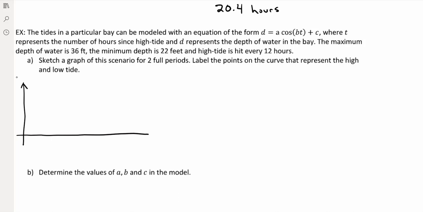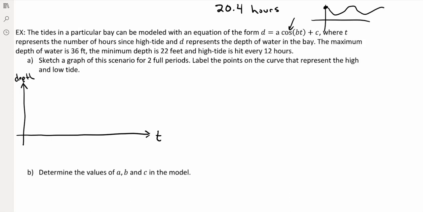So up and down, this is going to be my depth, my D, or my depth up and down. This is going to be my T. All right, so if we're going to sketch this thing, we've got to get our bearings first. We're using a cos graph, it's telling us, right? And a cos graph, if you remember, starts up top and then comes down, right? So that's exactly what we're going to have going on.